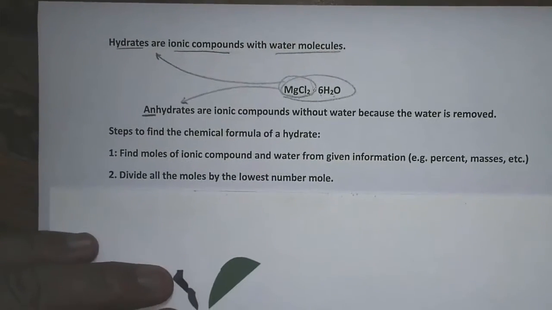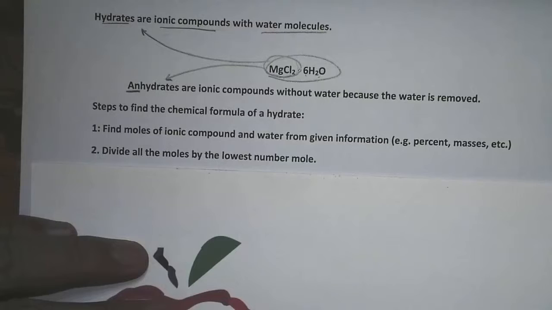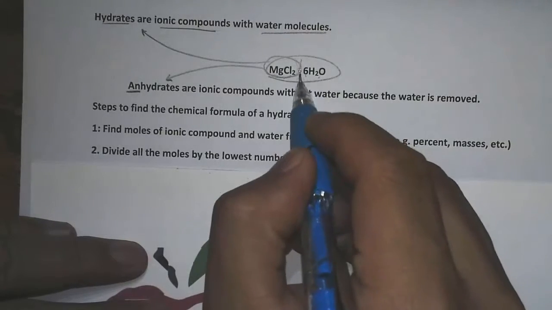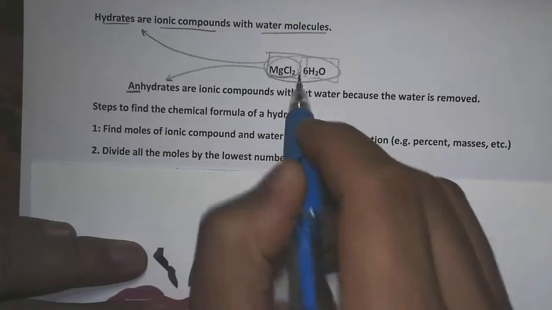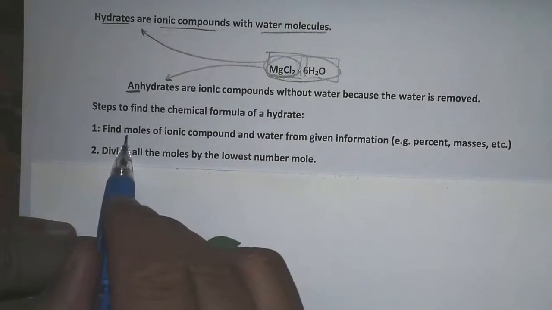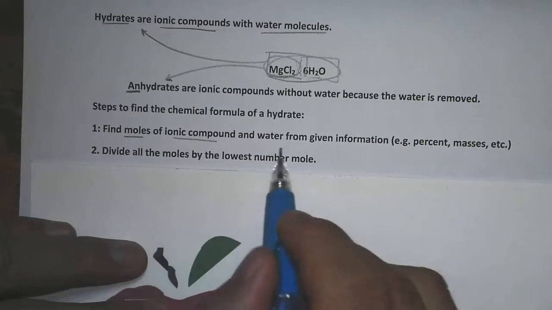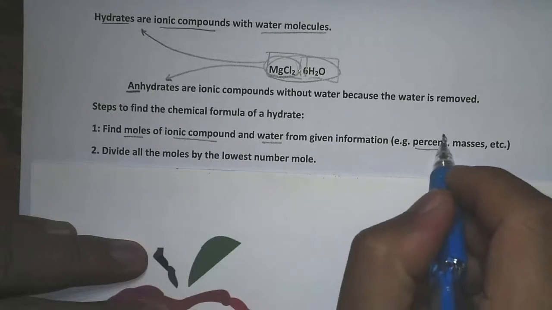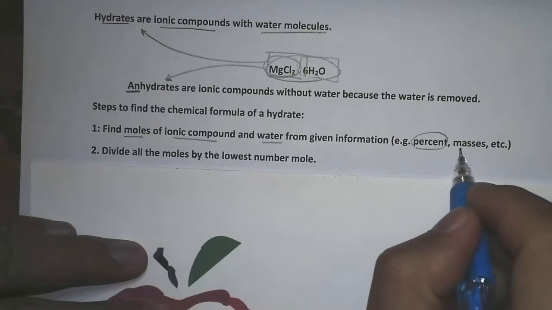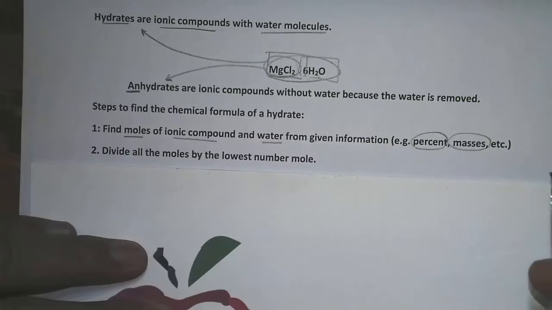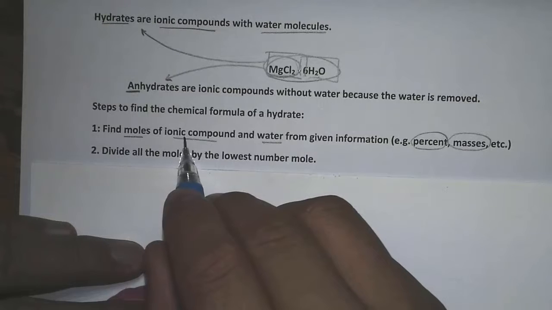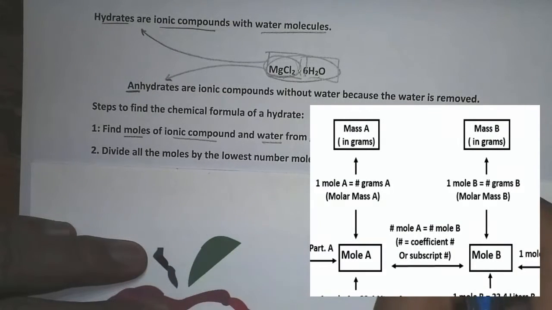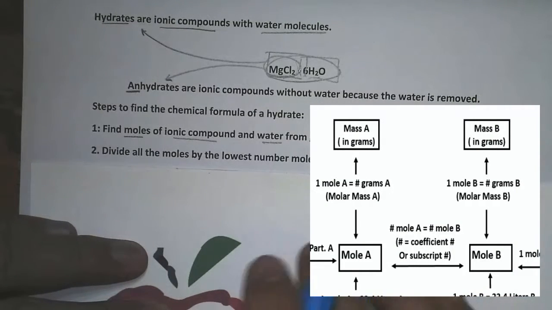There are steps to find the formula for the hydrate. The first step is, of course, we notice there are 2 parts, the water and the anhydrate. The first step is to find the moles of the ionic compound and the water. From the given information, in most cases, it will give you percent, or in other cases, it will give you the masses of the water as well as the ionic compound. And once we get a mass, it's very easy to convert to mole. Basically, we take the mass times the molar mass conversion factor.